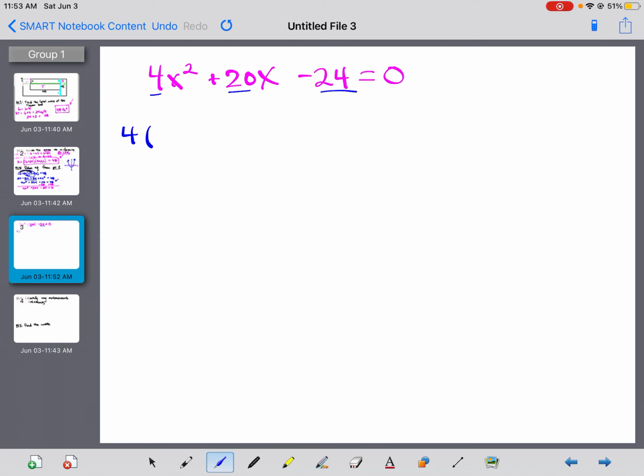So then 4 divided by 4 is 1. You can put 1x squared or just x squared. Bring down the plus. 20 divided by 4 is 5. And negative 24 divided by 4 is negative 6. Okay, just going to double check inside that parentheses, 1, 5, and 6. They do not have anything in common besides 1. And then we have x squared, x, and no x, so we can't take any x's out there. So we factored by our GCF.